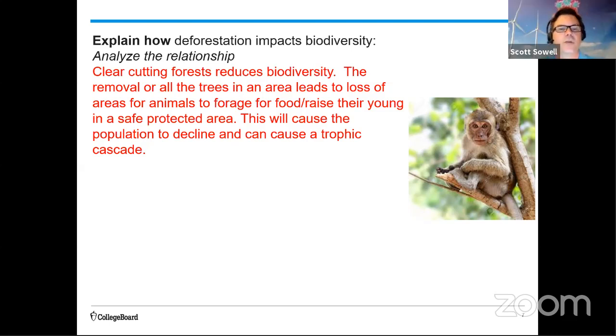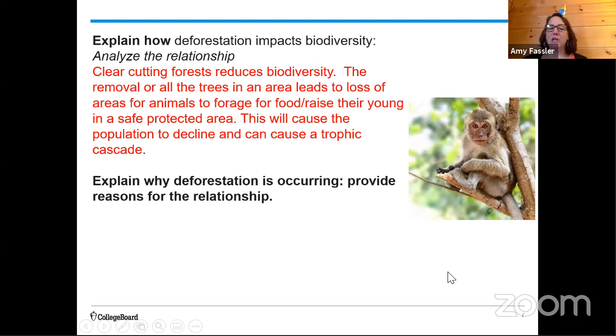And can I just jump in really quick? I think words like reduces, loss, decline, those are much more powerful words than just affect. So we don't want to say clear cutting affects biodiversity. Well, in what way? In what directionality? Right. Yeah. So I think being very specific in how you describe those relationships is really, really good to do as well.